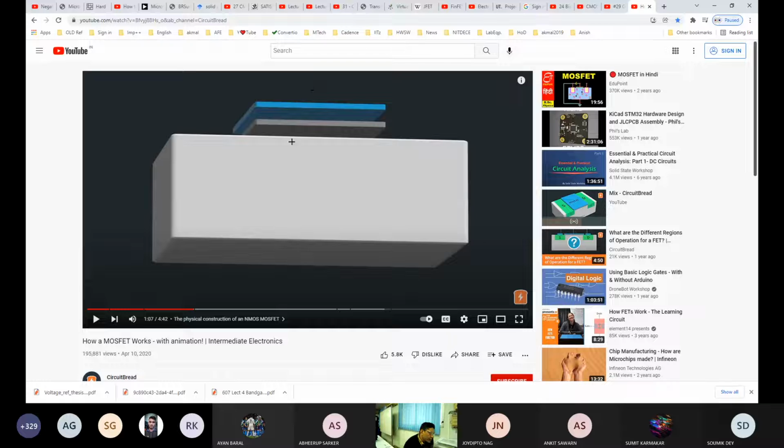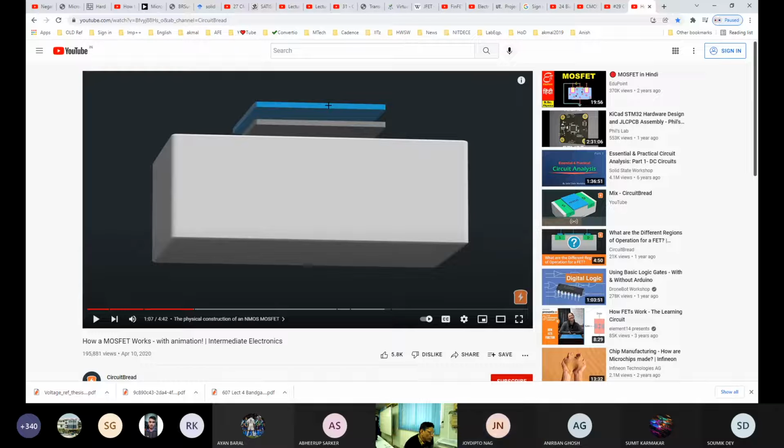You can consider the structure similar to a capacitor. This is one plate, this is another plate, and this is the insulator. The insulator is silicon dioxide, SiO2. This is heavily doped silicon. Heavily doped because as you dope it heavily, it becomes highly conductive and behaves like a metal.